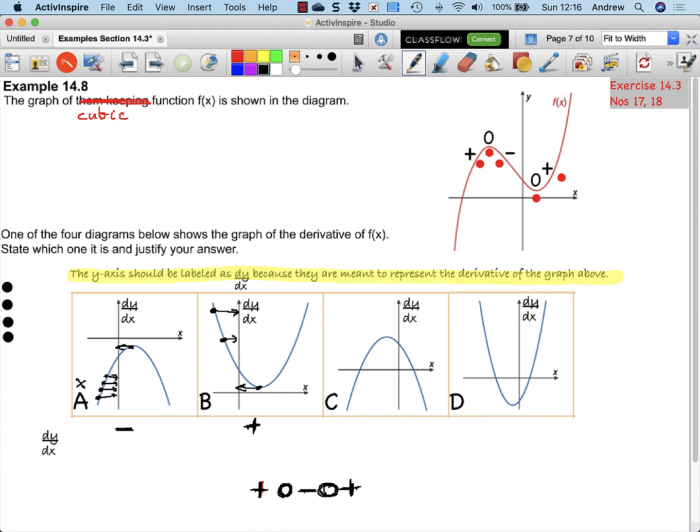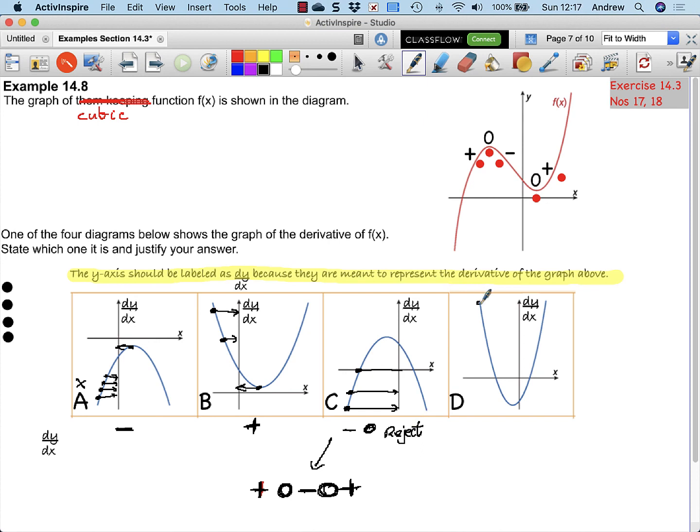Now we're going on to C. What do we know about this section of the dy by dx? It gives a negative value. What about this section? Still a negative value. What about this? This section is on the 0 line, so it gives a 0. Already, it doesn't match what I'm looking for, so I can reject it. So that doesn't work.